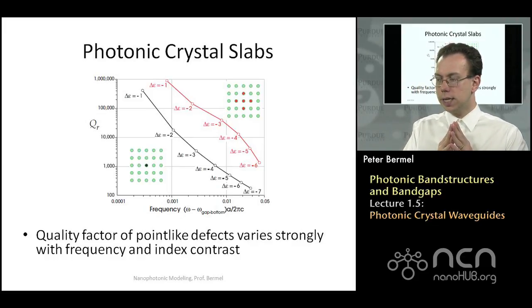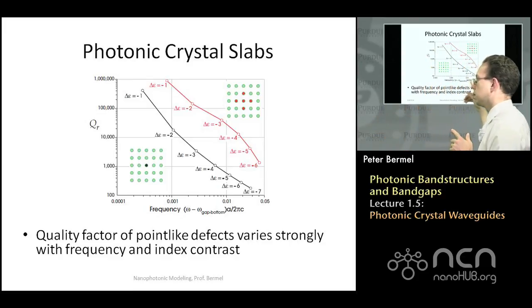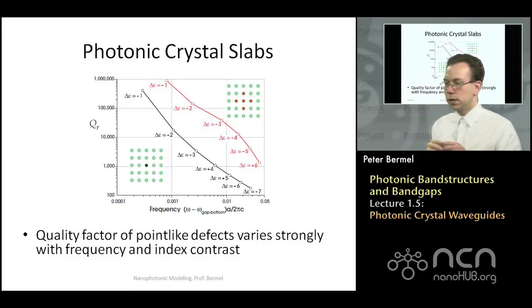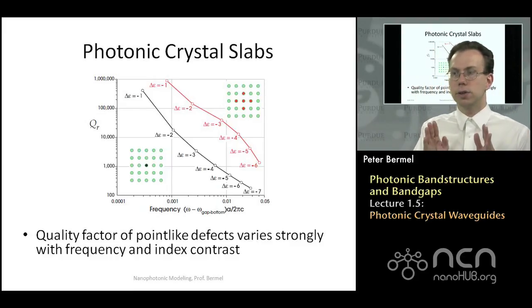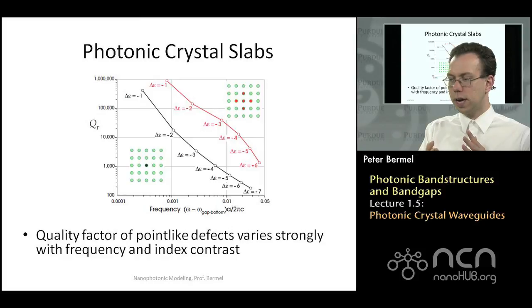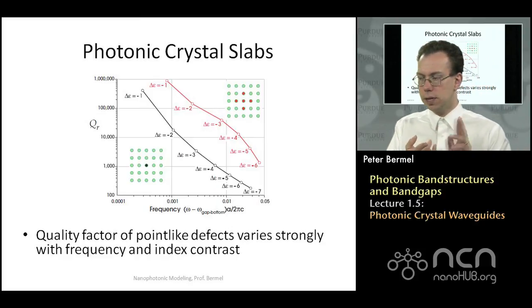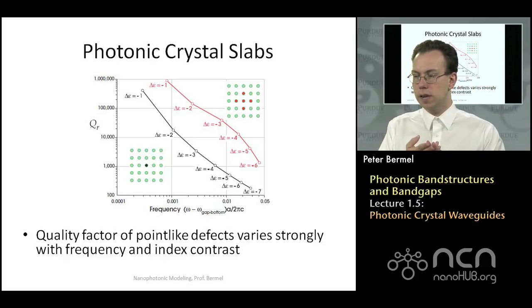But what you can see is that as the index contrast goes from a very large value, like here delta epsilon is -7, and then you reduce that a little bit to lower and lower values, then the quality factor also tends to go up. But the drawback is that the localization is not as good. So you have this trade-off in some sense between localization versus quality factor.